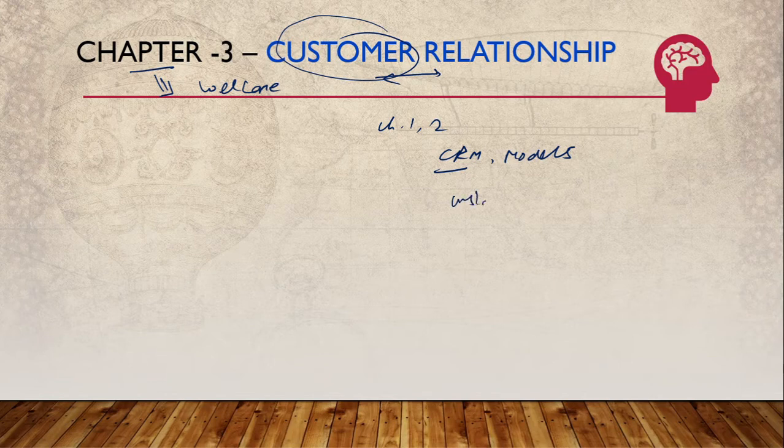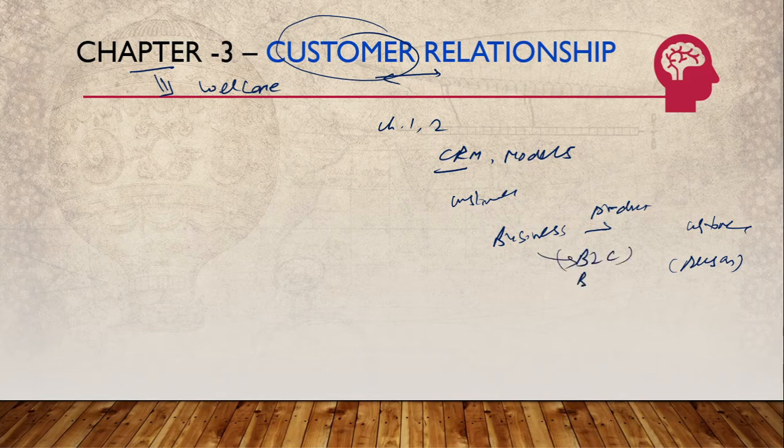Normally when we say customer, we tend to believe that there is a business which has a product and is selling it to a customer. So we think a customer is normally a single person. This type of selling is B2C, where B is the business and C is the customer. Whereas there is another type of customer, which is B2B, business to business.